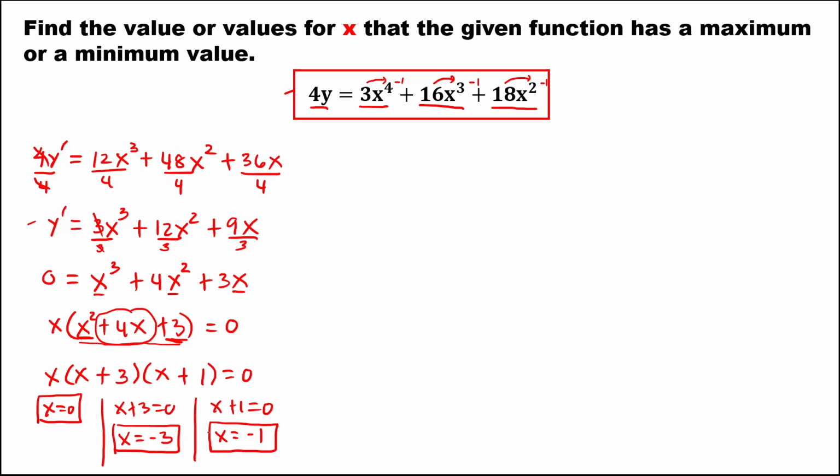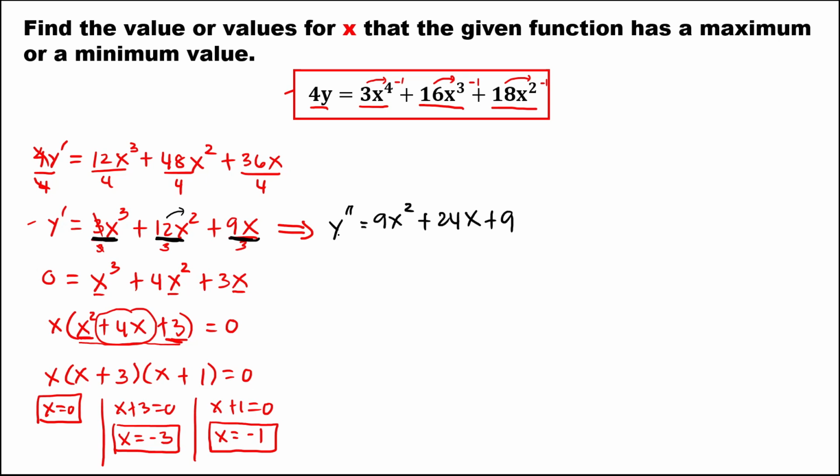Then to find the maximum and the minimum value, using the second derivative test from this first derivative, the second derivative equals the derivative of 3x to the power 3, this is 9x to the power 2, then plus the derivative of 12x to the power 2. So 12 times 2, this one is 24x, and the derivative of 9x, this is 9.